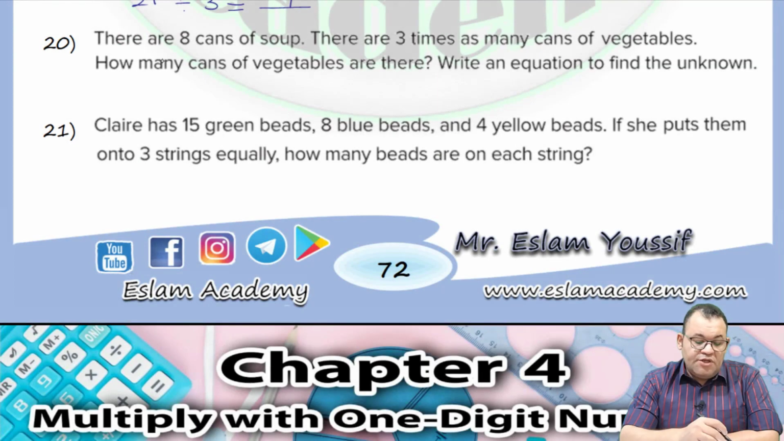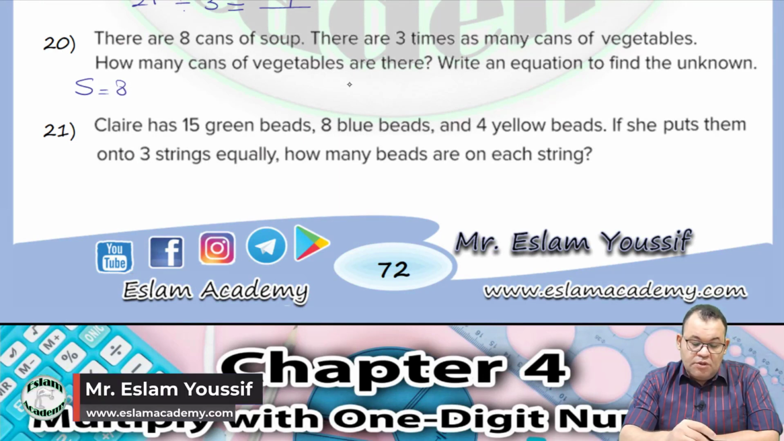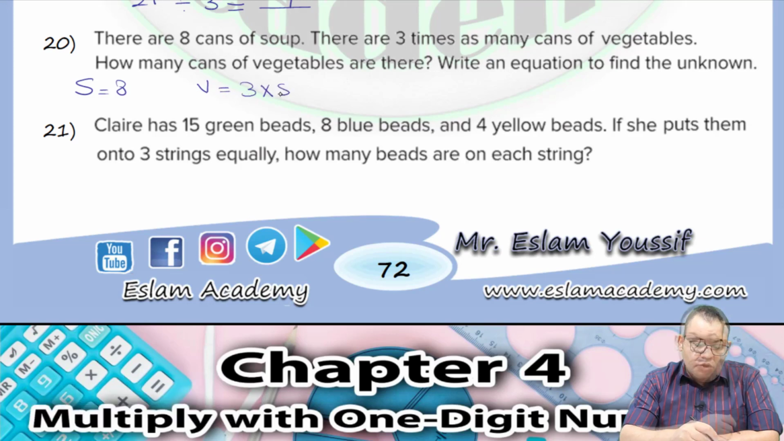In question number 20, we have here 8 cans of soup. It means the number of cans of soup will be equal to 8. And there are 3 times as many cans of vegetables. It means the number of vegetables will be equal to 3 times the number of cans of soup. We need to know how many cans of vegetables that we have.